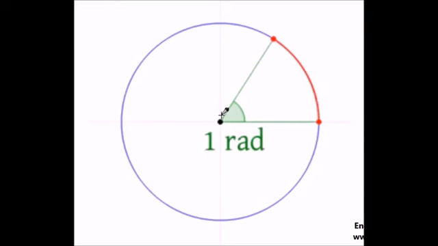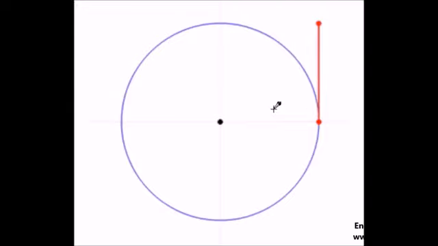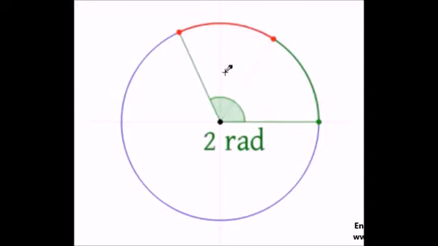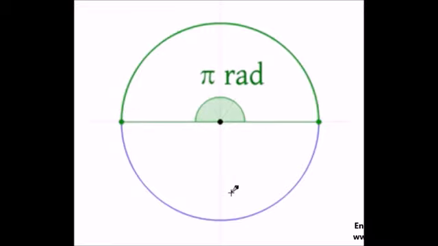A radian is defined as a plane angle subtended at the center of a circle by an arc of length equal to the radius of the circle. And if we divide a circle into radian parts, then a half circle is equal to pi radian, and the whole circle is equal to 2 pi radian.